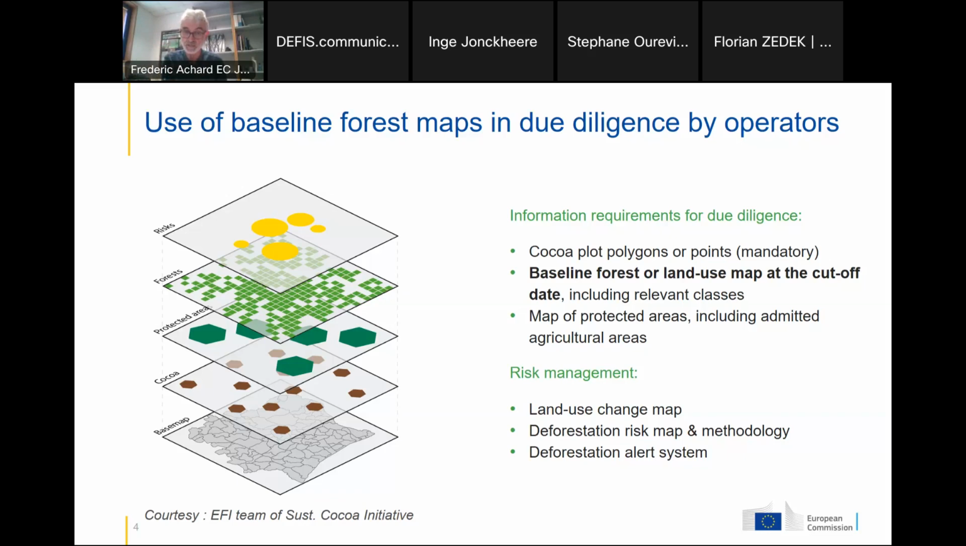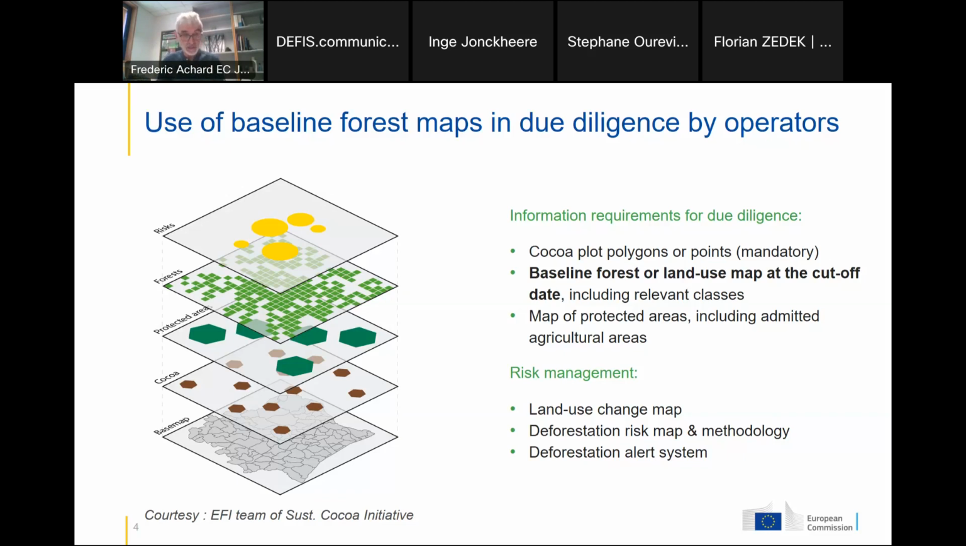So the operators, it's not mentioned legally, there is no mention in the regulation of a legal use of a baseline map, but of course for their due diligence, so for their risk assessment, any kind of forest map will help them to assess the risk of one of the plots being forest at the cutoff date. That means 31 December 2020. So any kind of maps, global or national, that can be made available at a good accuracy will be useful in that respect for the risk assessment phase.